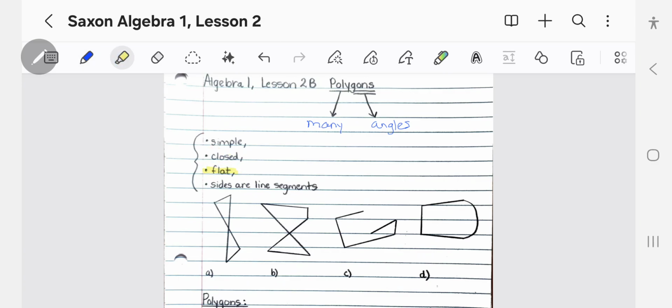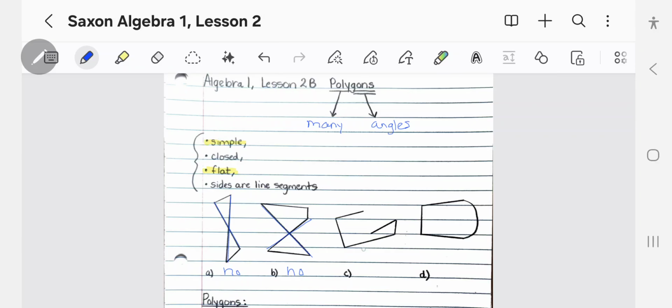What do they mean by simple? Well, simple means that there are no lines crossing each other. So already I can see in A, that's not a polygon because these lines cross each other here. You see this line here? These are intersecting lines, like we said in the last video, and you can't have that and have a polygon. So no, it's not a polygon. And then you can see here in B, these lines are crossing each other. So that's not a polygon either.